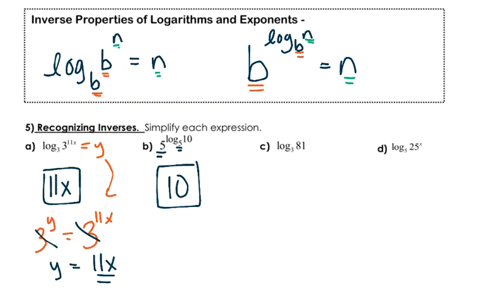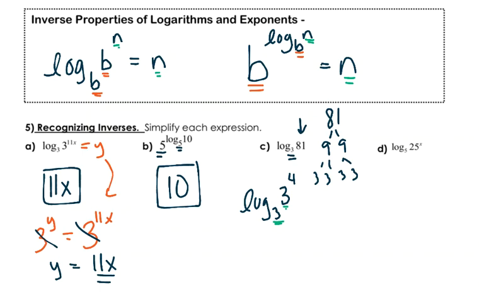All right, if you look at C, you'll notice that there's an 81. That's not very helpful, especially when the base is 3. Let's see if we can break up that 81 and rewrite it as 3 to some power. So that's 9 times 9, 3, 3, 3, 3. So 3 to the 4th power is 81. If I rewrite this as log base 3, 81 is really 3 to the 4th. Look here, these are the same. So your answer is going to be 4. And you're done.